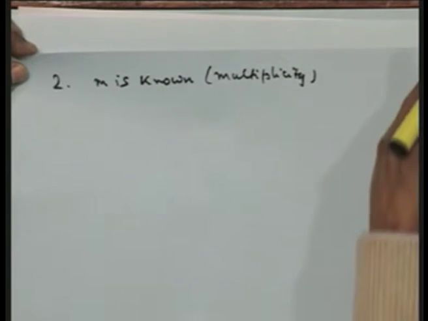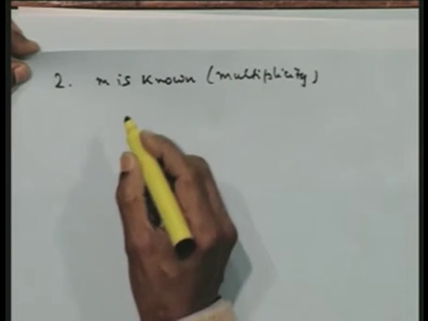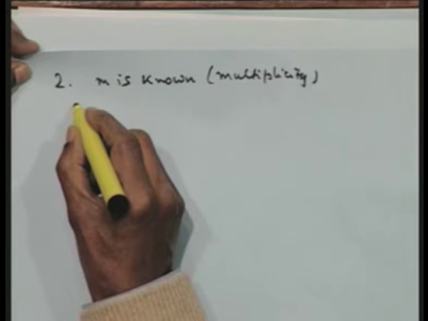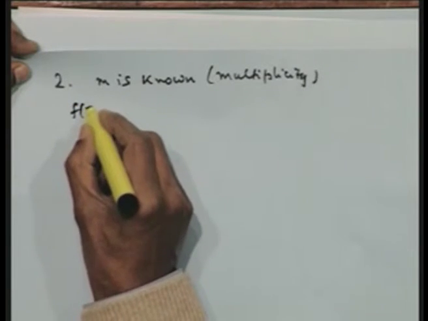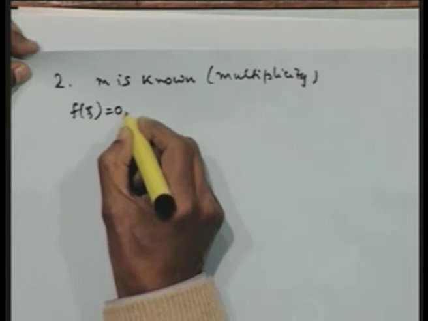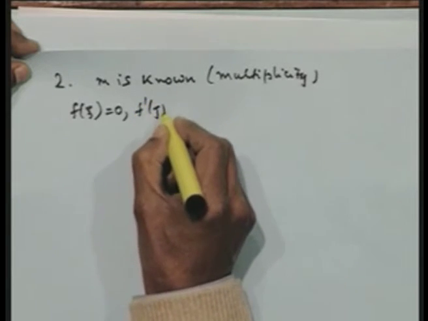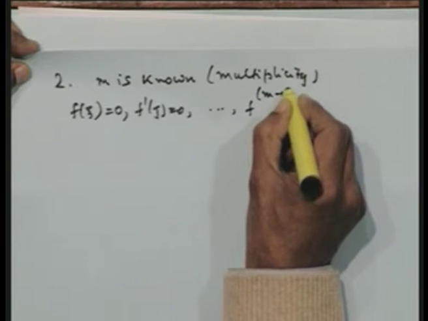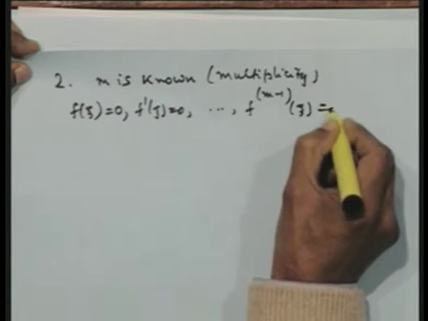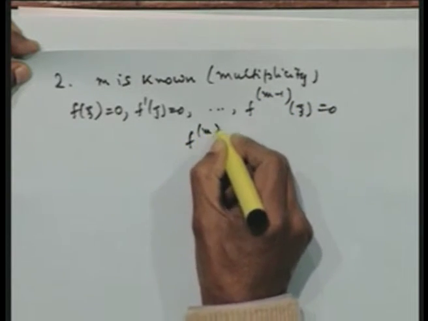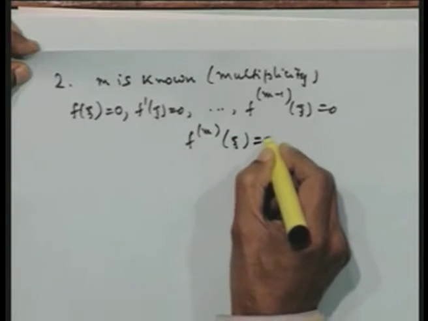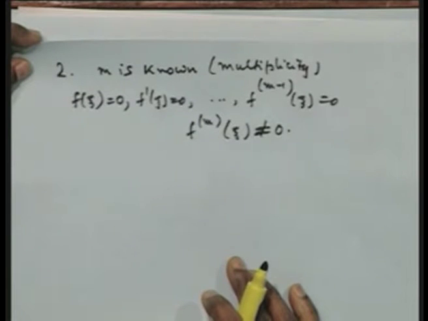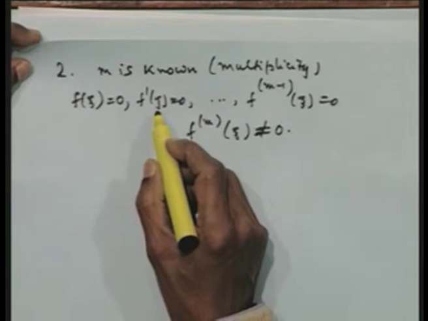Now, we would like to use the information, the definition of multiplicity as we have written earlier. Let us repeat it once more. f of xi is equal to 0, f prime of xi is equal to 0, up to the (m minus 1)th derivative, all of them are 0, and the mth derivative at xi is not equal to 0. So, this is the definition of the multiplicity of the root x is equal to xi.